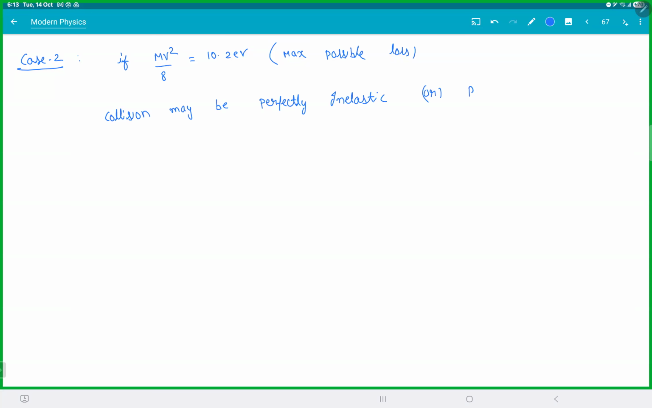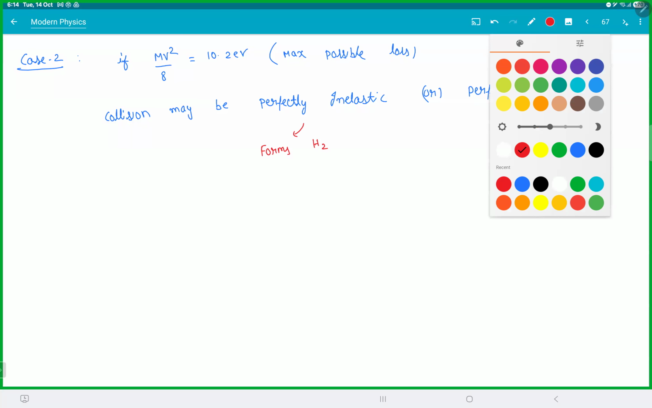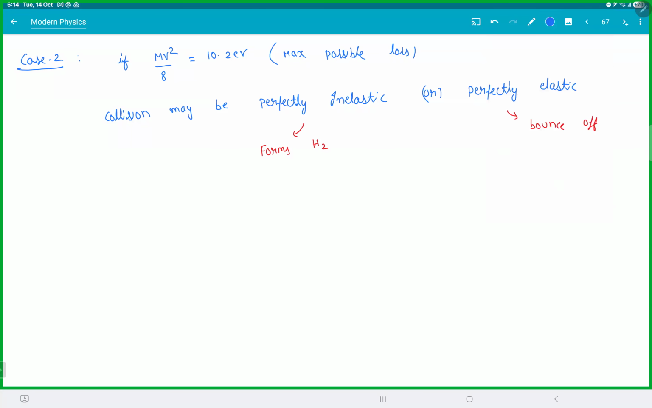So this one will form an H2 molecule. This will bounce off. And how do you give kinetic energy to the molecules? 3 by 2 kT, thermal kinetic energy. Increase the temperature, and the kinetic energy increases. So by heating up the gas, you can actually increase the kinetic energy.